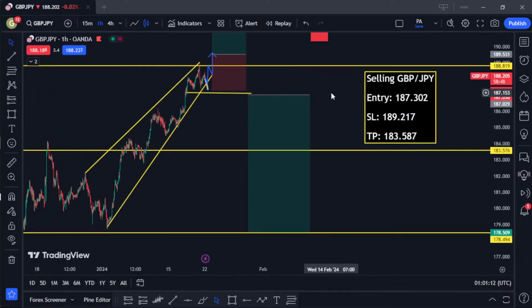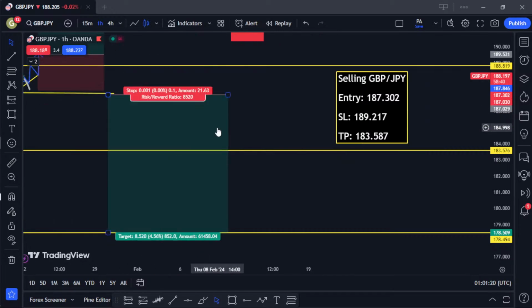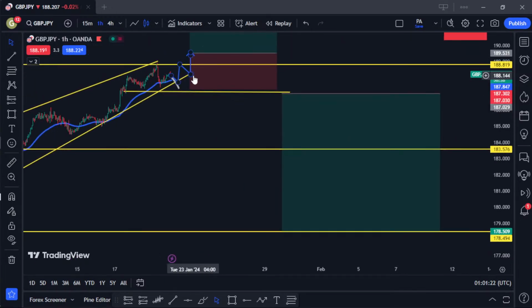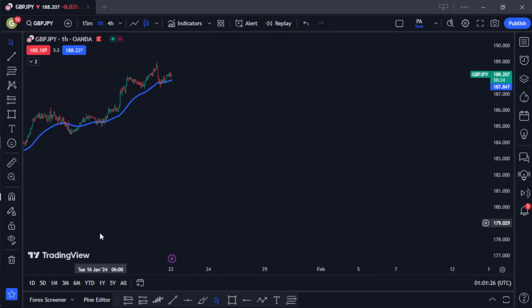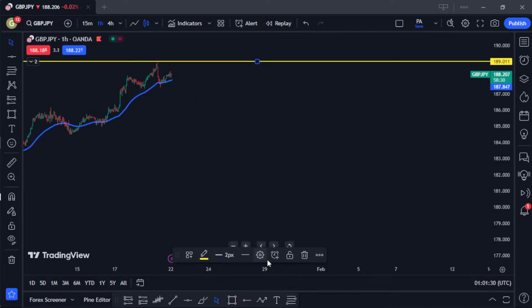What you can use for additional confirmation is the 200 moving average. I have it here, which is a 50 moving average. So you can see the moving averages. Now let me zoom out and remove all drawings. If you take a look at the market here, by the time the market breaks below the neckline, it has also gone below the 50 moving average, which is a sign that the market is a good sell.